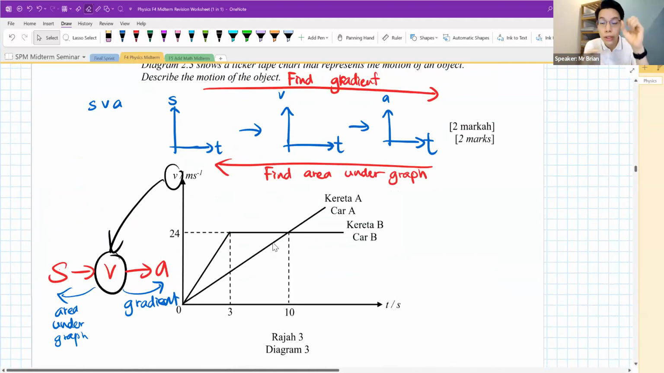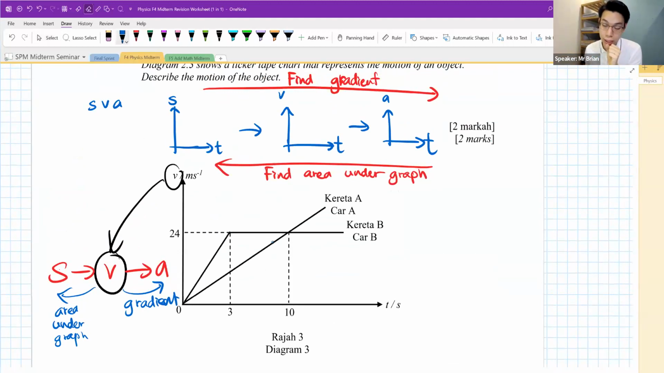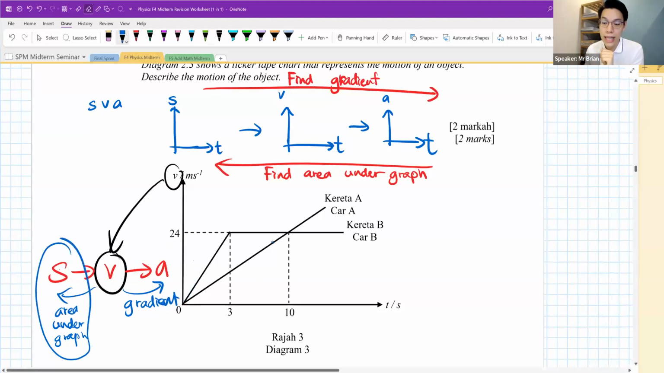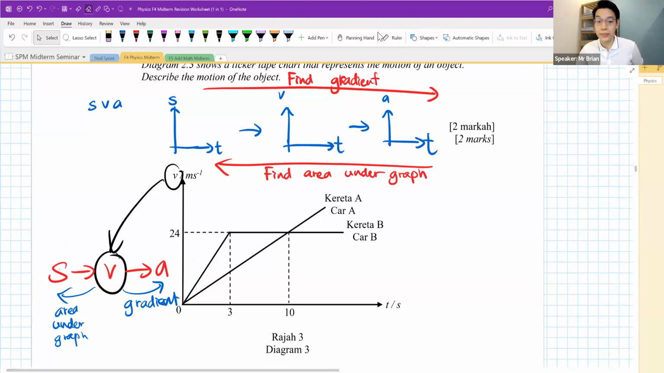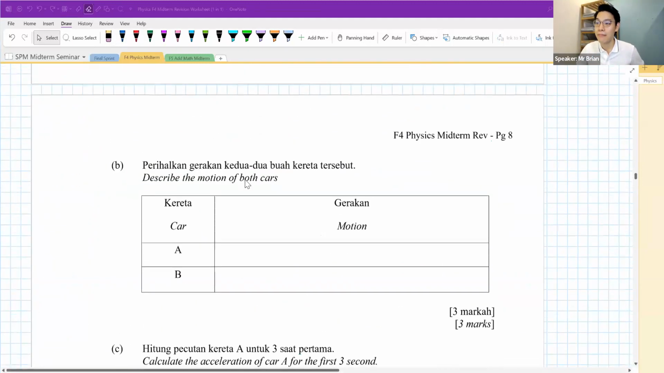So you circle what graph you have first. Then if they ask you about acceleration or about gradient, you know they're talking about the same thing. If you go backwards, they ask you about S or about area, you know they're asking about the same thing. Very good. Thank you very much. So now we go and answer part B. Describe the motion of both cars.